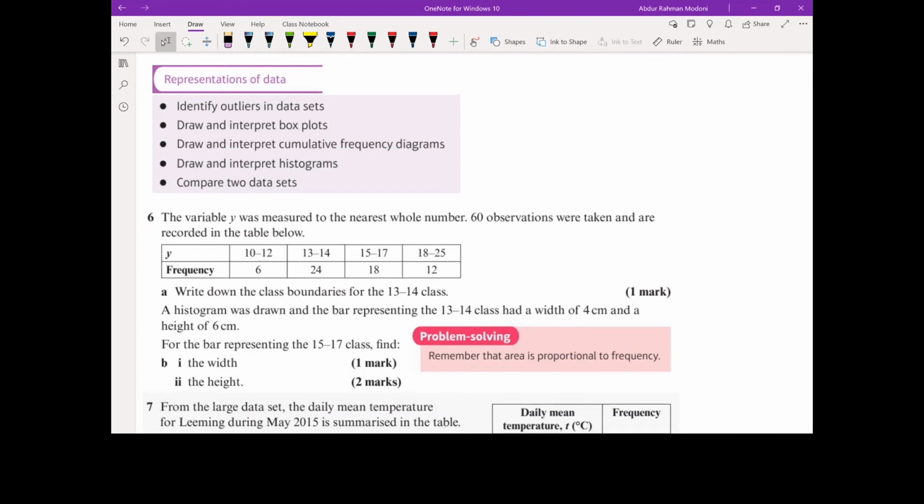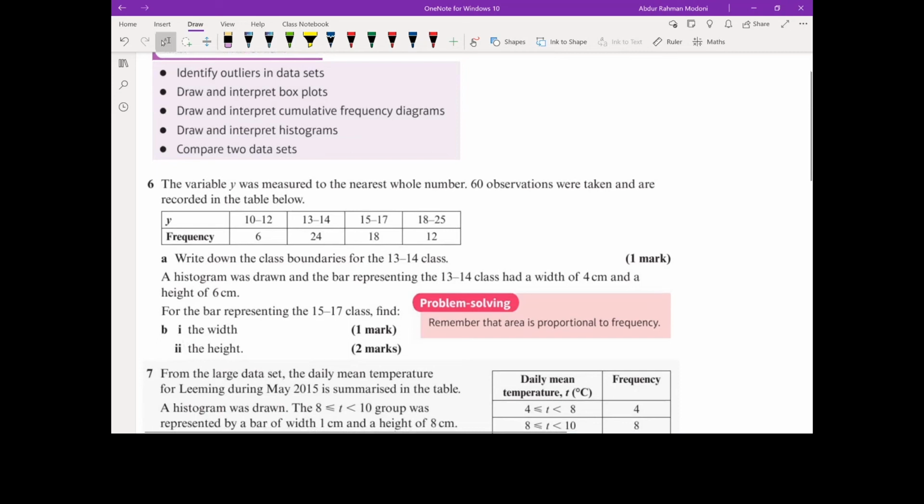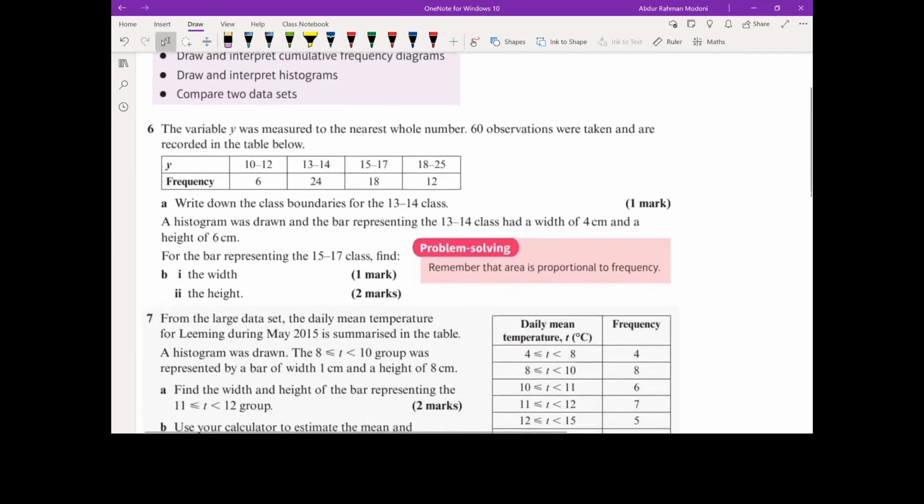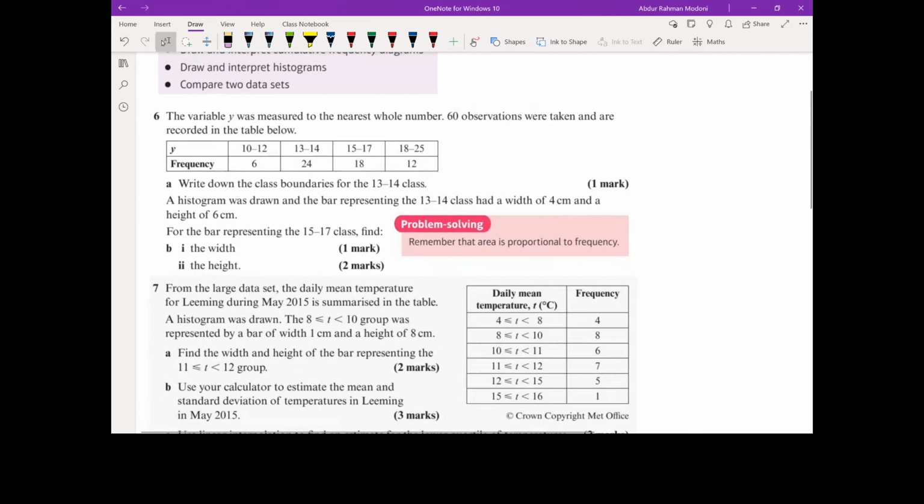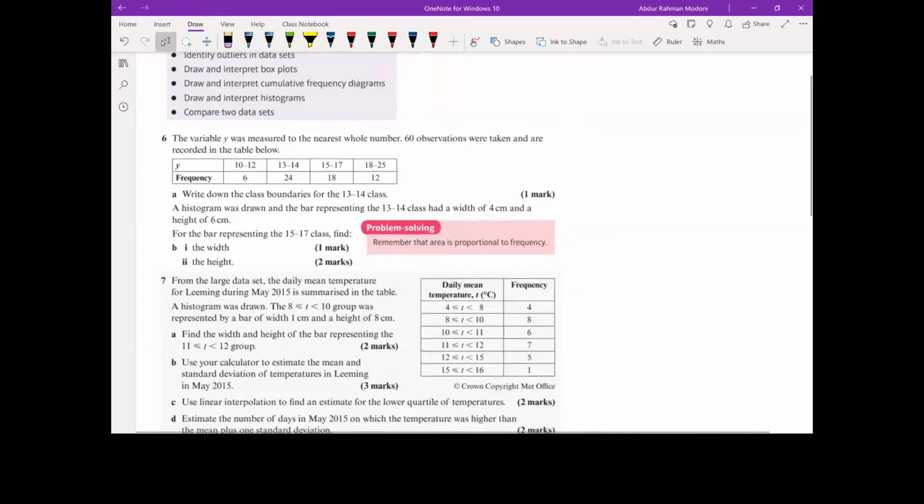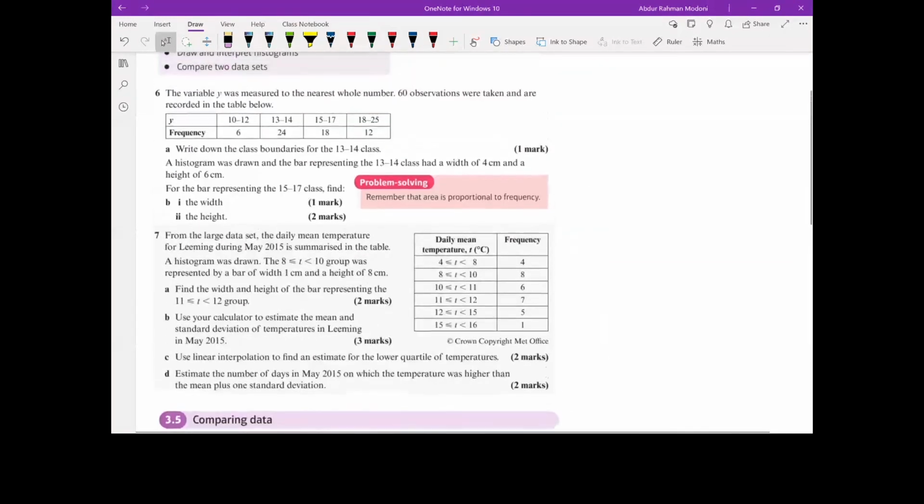What you will also be asked to do is compare two data sets given the representation. So you might be given two cumulative frequency diagrams and asked to compare them. So first of all, let's take a look at an example of a typical exam question on representation of data. What you tend to get is something involving maybe a histogram. So we'll look at one question like that.